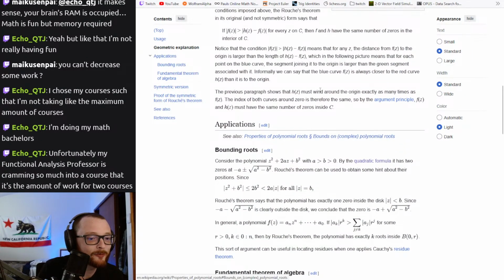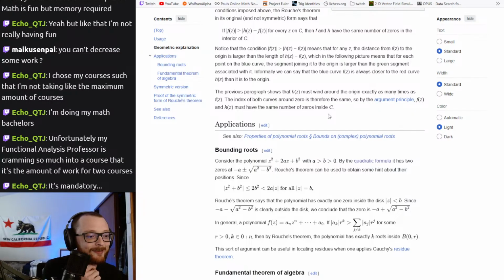You're doing functional analysis at the bachelor's level? Jeez. That's ridiculous. Yeah, functional analysis is really intense. I always thought of it as more of a grad level thing. That's kind of crazy you're doing it for undergrad. And the professor is the type of professor who should be teaching grad level classes too. It's mandatory. Wow. That's intense.